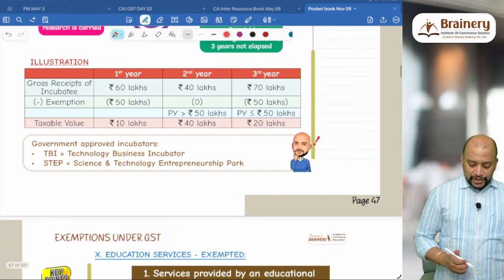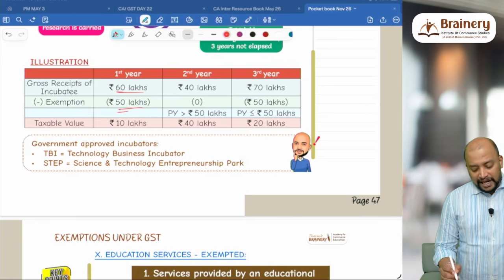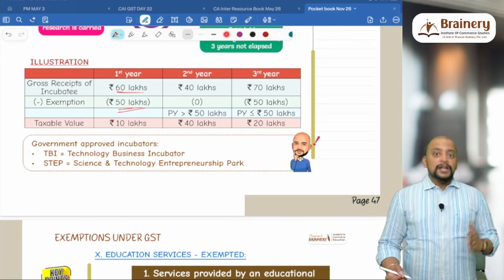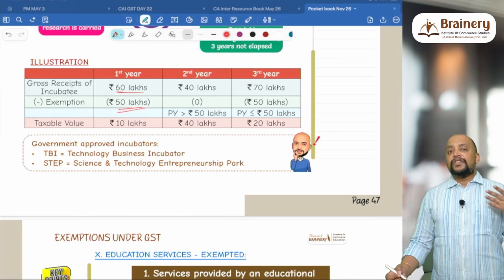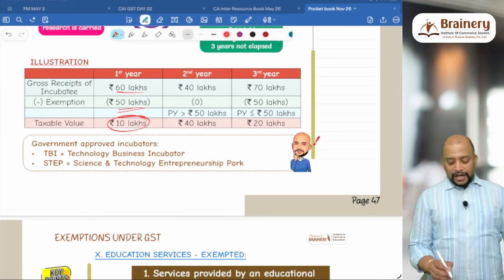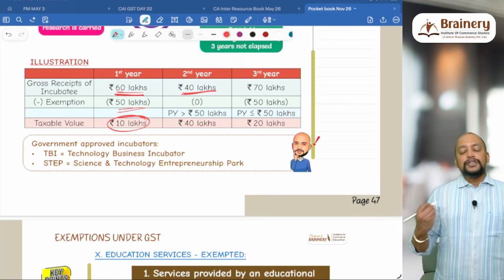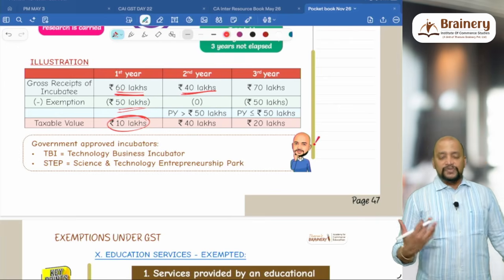And see this illustration. Gross receipts of incubatee 60 lakhs minus exemption 50 lakhs. First year they will get the exemption because previous year 0. So by default first year they will get exemption. Remaining 10 lakhs is only taxable value. Second year 40 lakhs and they will get exemption? No, because previous year it exceeds 50 lakhs. So second year no exemption. Entire 40 lakhs will be taxable.